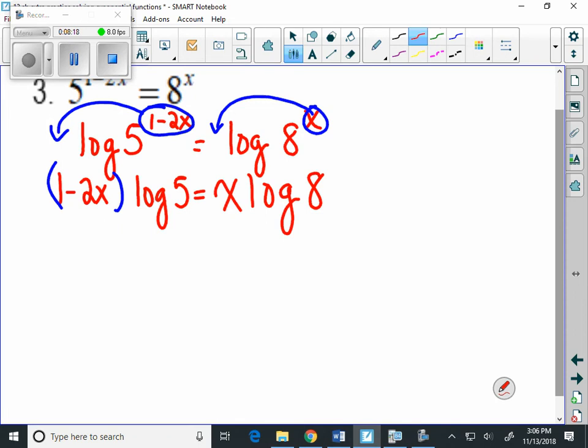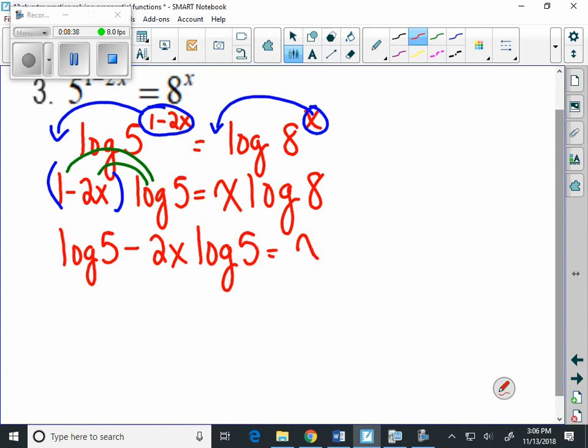And on this problem, we're not so lucky. We are going to have to distribute the log of 5. Log of 5 is going to have to be multiplied by the 1, and the log of 5 is going to have to be multiplied by that 2x. So we get log of 5 minus 2x log of 5 equals x times log of 8.